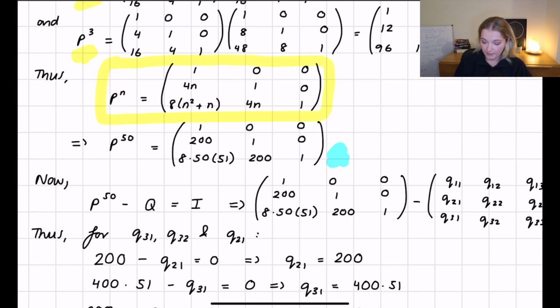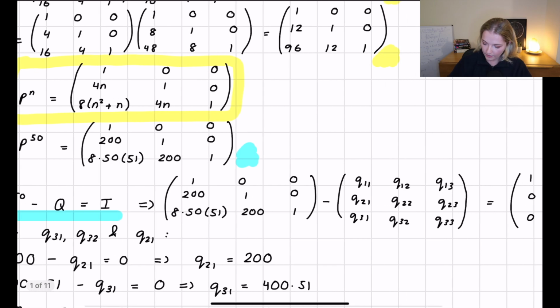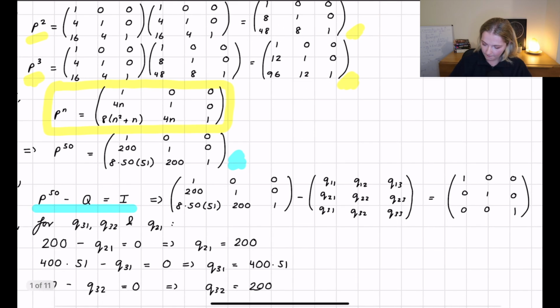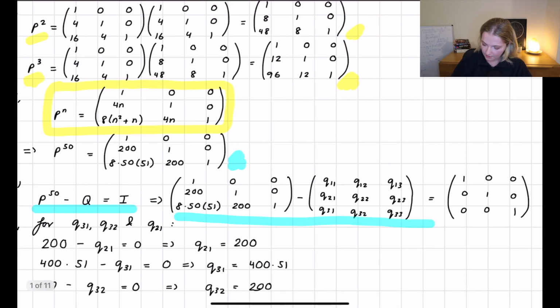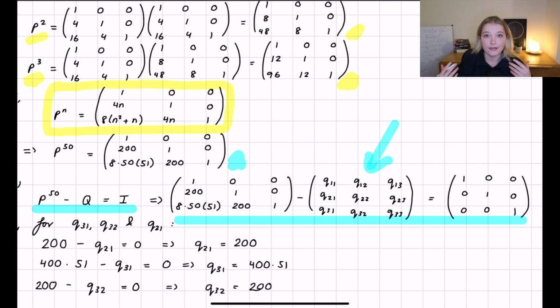So now that we know what P to the 50 is, we can look back at the question and it tells us that P to the 50 minus Q equals the identity matrix. So we can rewrite that in quite a nice form, and that's given by this here. So all you're doing is you're substituting in for P to the 50. You can write Q as a generalized matrix, which is given by this here. And that just means you don't actually know what the values of Q are because you're being asked to calculate them, but you can write it in this form here.